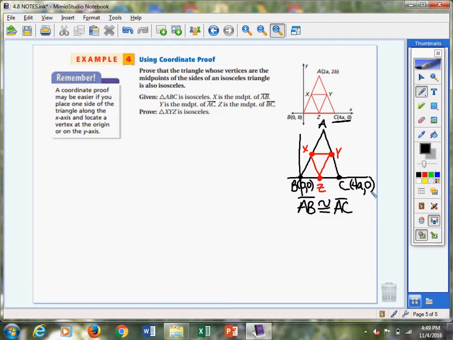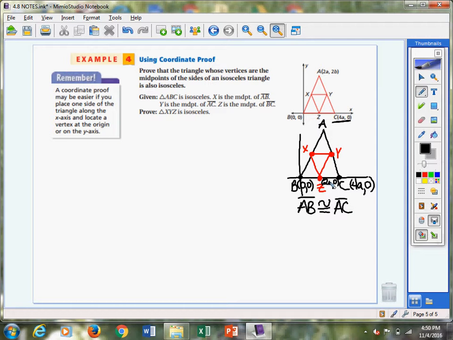So if Z is at 2A, 0, because B, Z, and C are all on the x-axis, that Y coordinate has to be 0 no matter what. So 2A is half of 4A, so that's why we want to call Z 2A and therefore call C 4A. I don't know if that made any sense at all. It makes sense to me. I'm hoping I'm explaining it well.